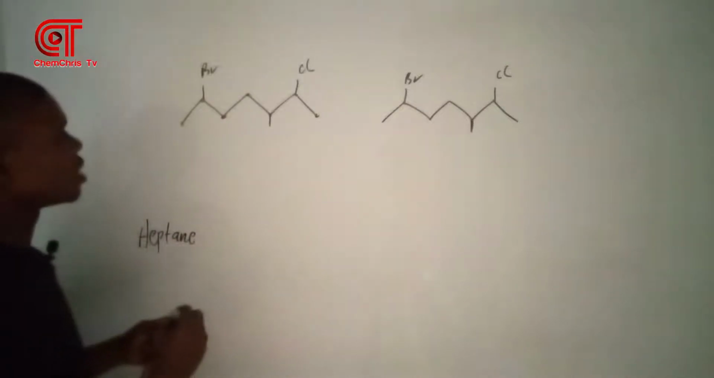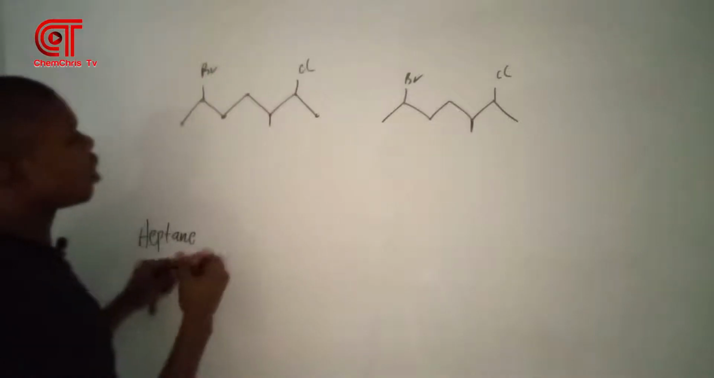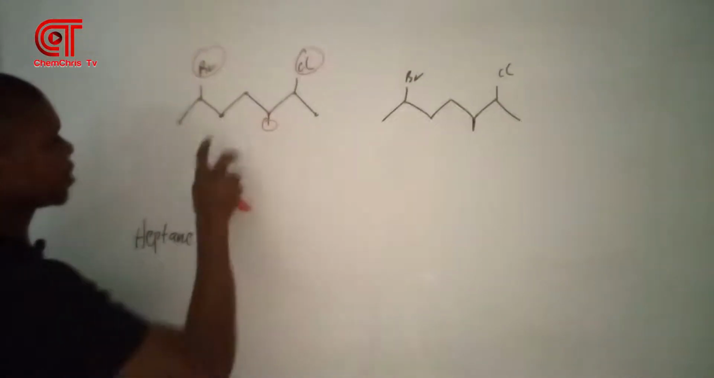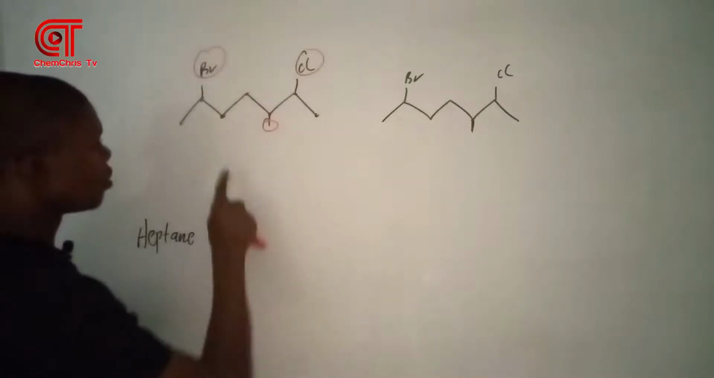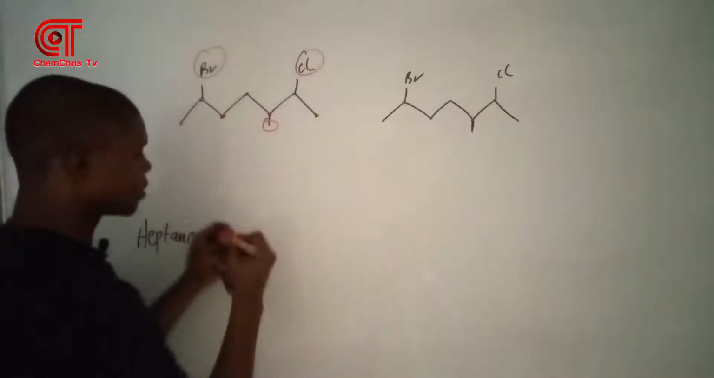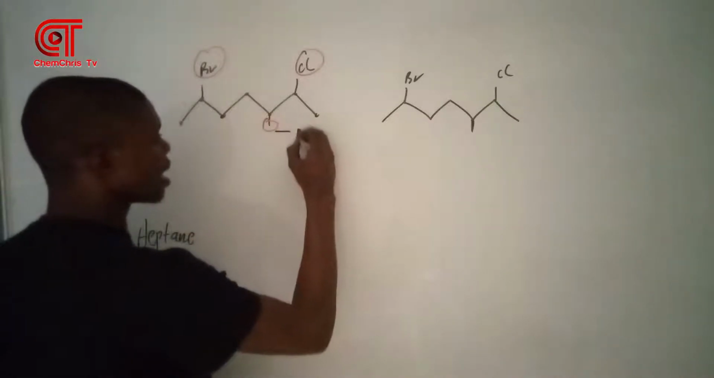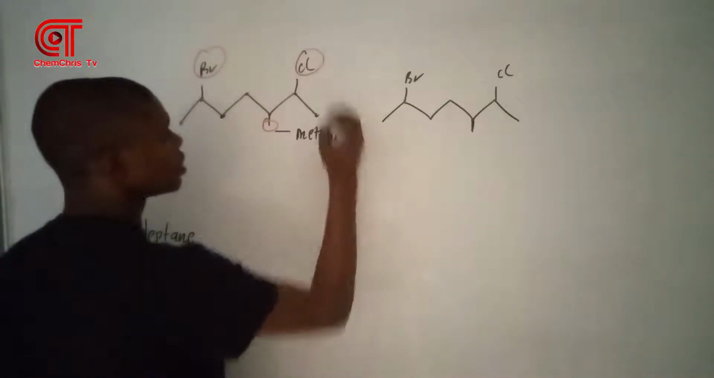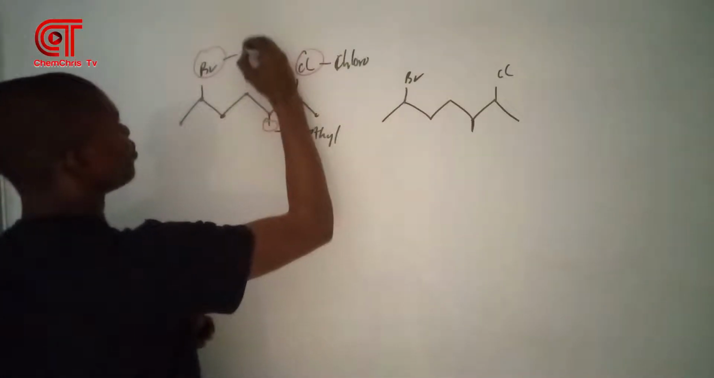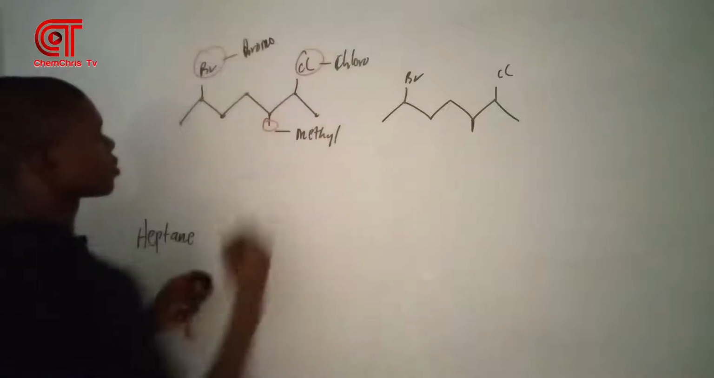Okay, heptane. Now on this heptane, we have 3 groups attached to the parent chain. So this one is methyl. This one is chloro, and this one is bromo. Okay.